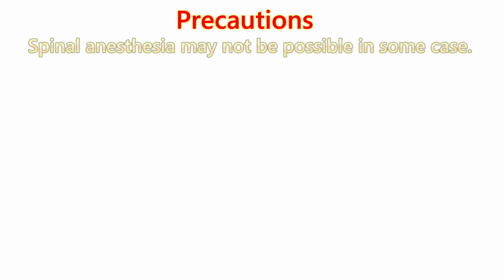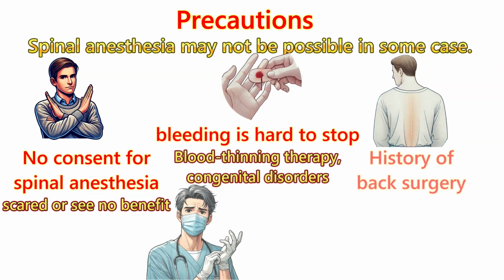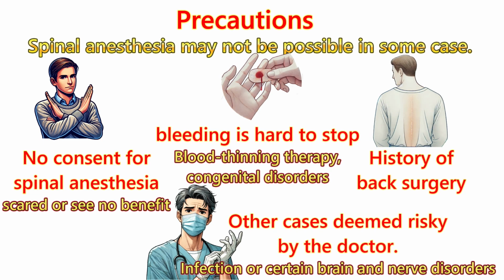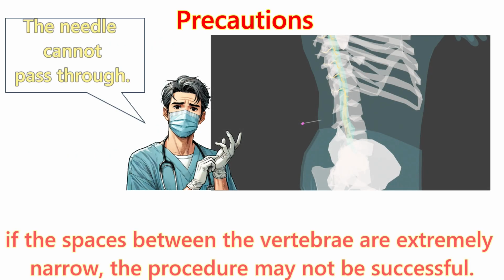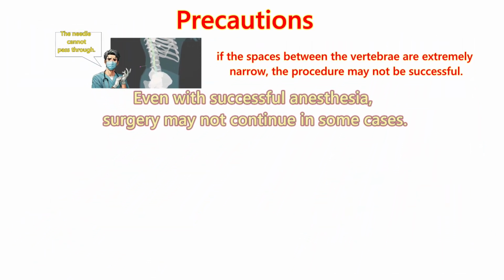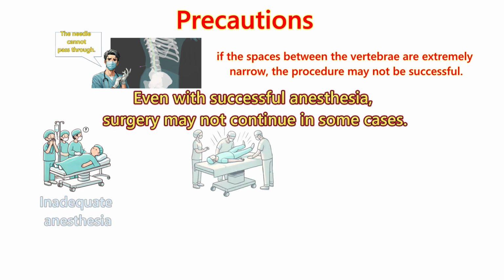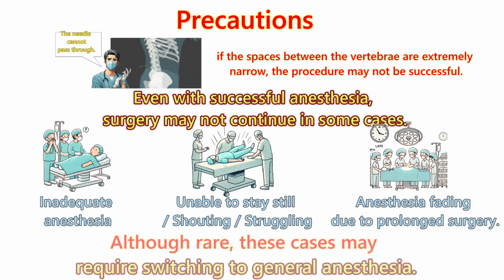Precautions. There are certain conditions under which spinal anesthesia may not be possible. If any of these apply, they should be communicated to the doctor. Additionally, if the spaces between the vertebrae are extremely narrow, the procedure may not be successful. Even if spinal anesthesia is successfully administered, in rare cases, the procedure may become difficult to continue. If this happens, the anesthesia may be switched to general anesthesia.